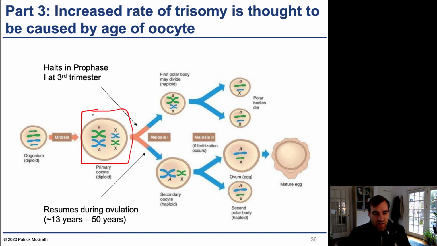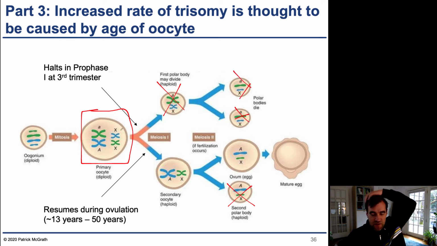Once you start to ovulate, somewhere around 13 years old, you start to release a single oocyte, and that single oocyte is able to complete development. So it's able to complete meiosis 1, so it produces a secondary oocyte and a polar body. The secondary oocyte is able to complete meiosis 2, and it creates a polar body and an ovum.